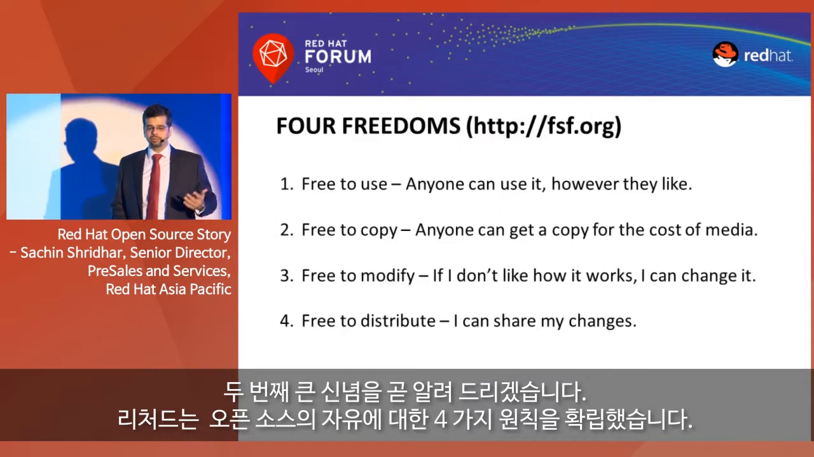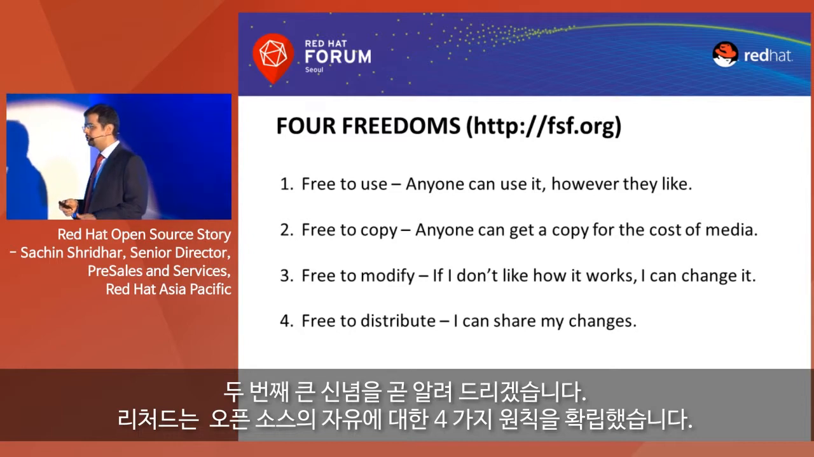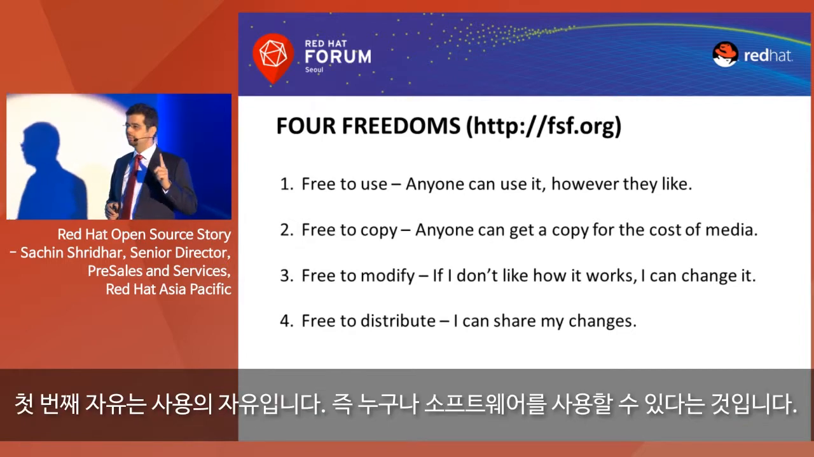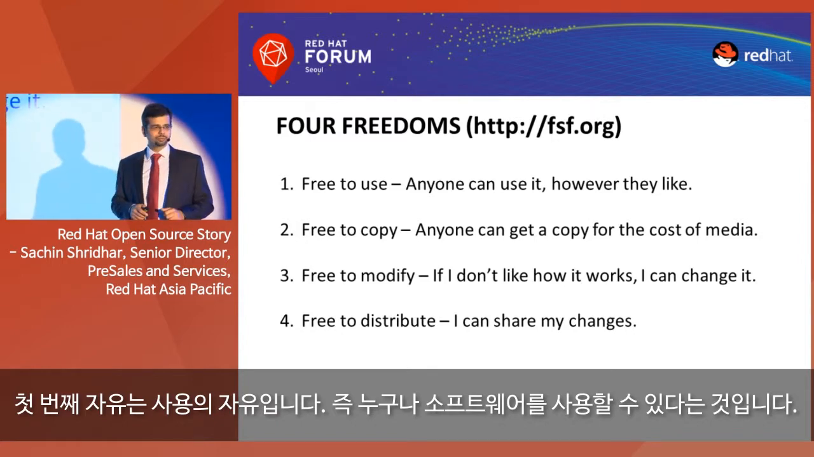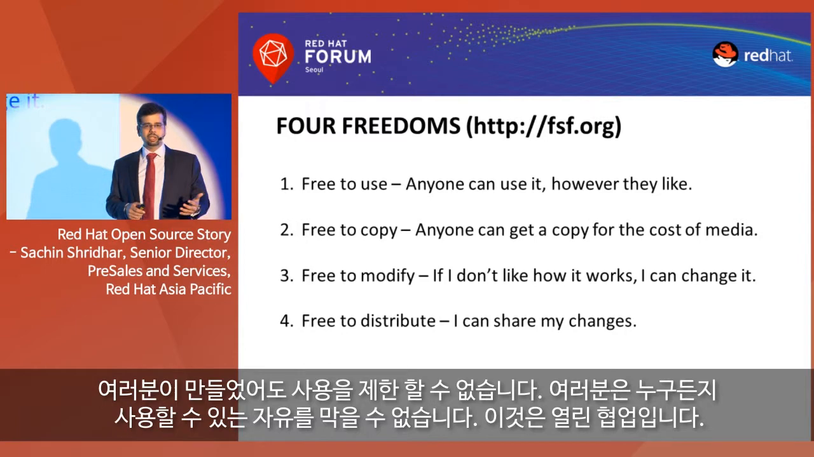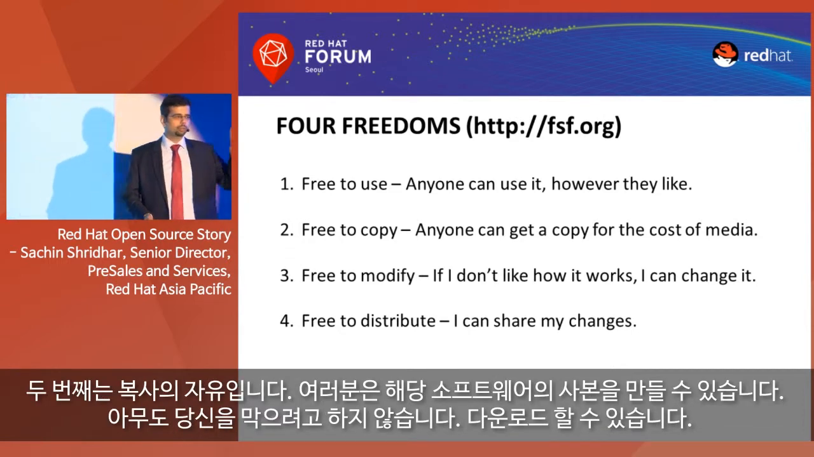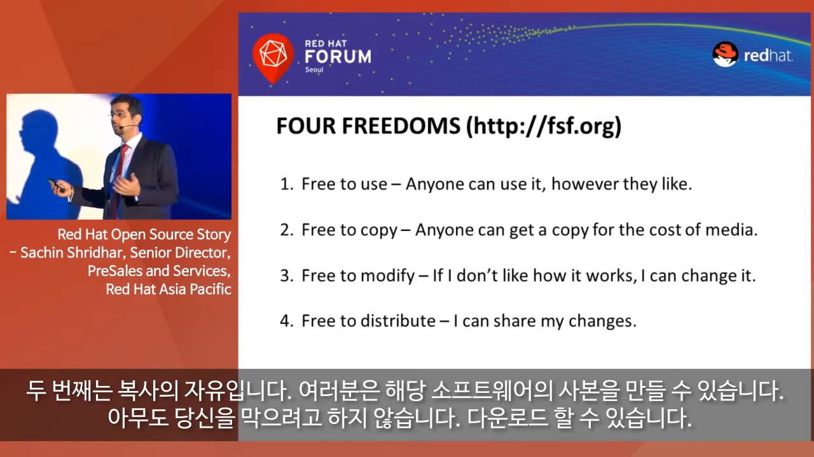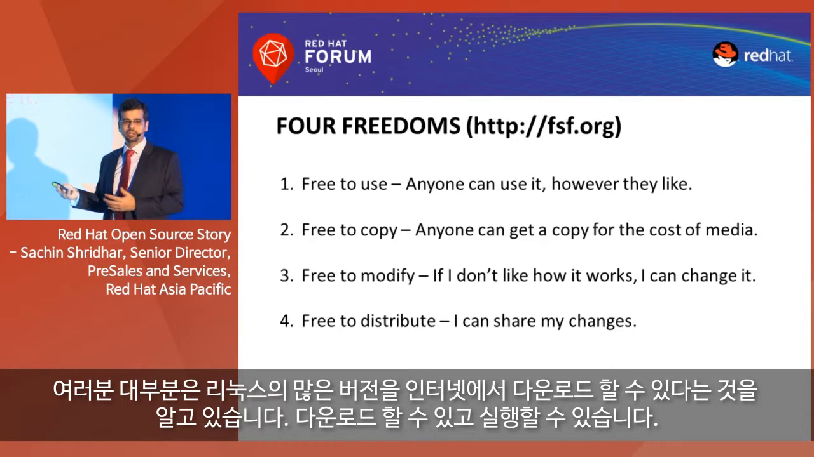The second big wave, we'll come to that in 1 minute, but what Richard also did was he established the 4 principles of freedom in open source. The first freedom is the freedom to use, which means anyone can use the software. Even if you created it, you cannot limit the usage. You cannot prevent anyone from use. It is open collaboration. Number 2, freedom to copy. You can make a copy of that software. Nobody is going to stop you. You can download it. Most of you know that many versions of Linux can be downloaded from the internet. You can download and you can run them.